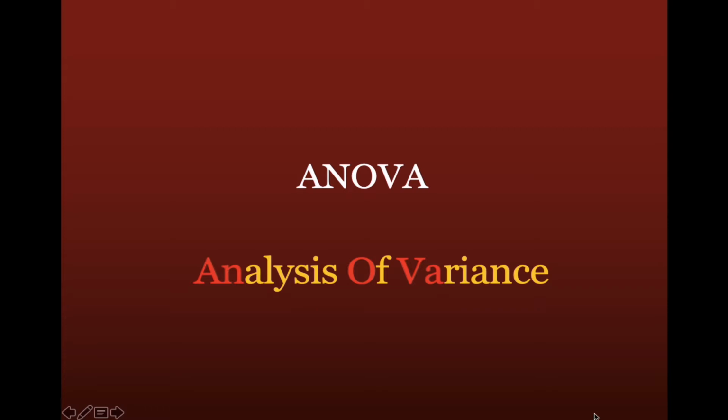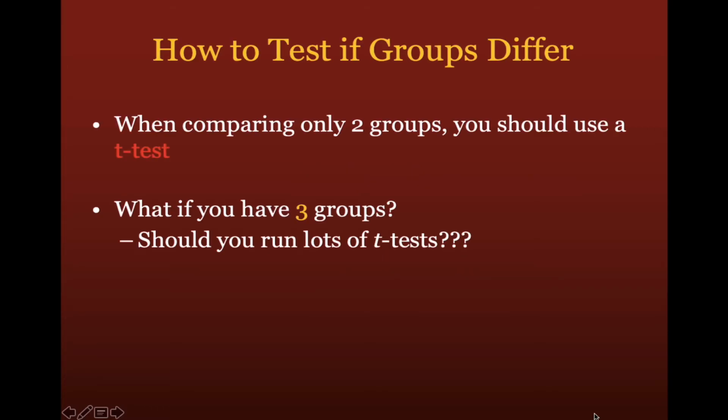An ANOVA. So, how do you test when you have differences between groups? When you have simply two groups, you can just do a t-test. Remember, a t-test looks at the differences between just two groups. But what happens if you have more than two groups? So you have three groups or four groups. What do you do? Do you run a bunch of t-tests comparing each of the different groups?